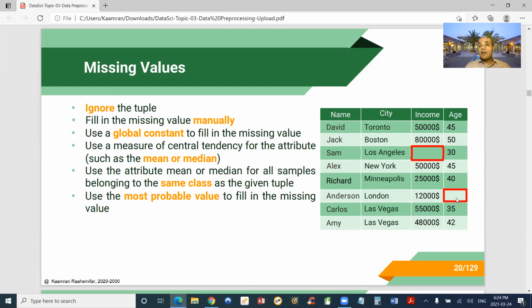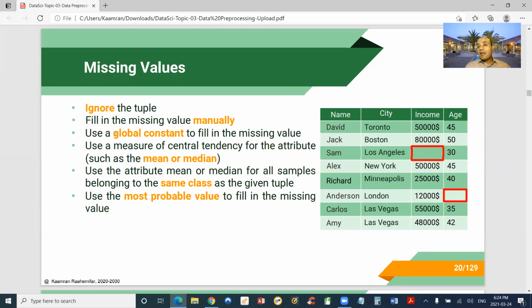First and foremost, when we are talking about 20,000 rows, you can't just go in and manually fill in. Second, how do you know that you are going to guess the right number for Los Angeles versus London, or Las Vegas versus New York versus Toronto?